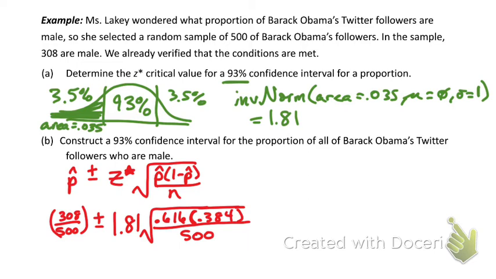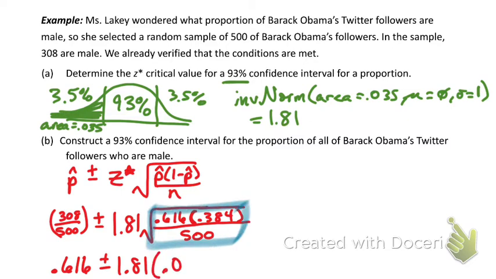We just got to keep simplifying this thing, you guys. This is scary looking. So I'm going to turn this p hat into the decimal, 0.616, plus or minus 1.81, and calculate all that right there. 0.02175? Perfect.